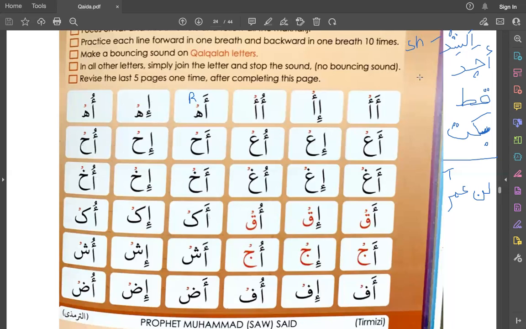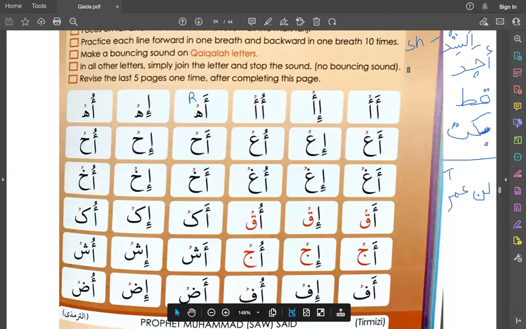Shidda means very sharp, it will get a very sharp stop. The makhraj of the letter will cut off the sound right away. There will be no flow of sound. Okay, I'll write it down for you.